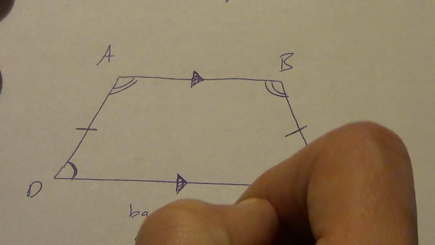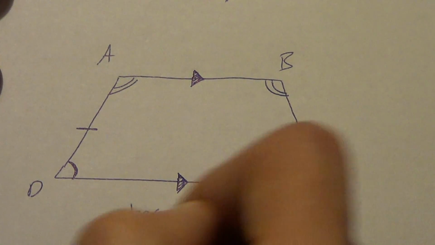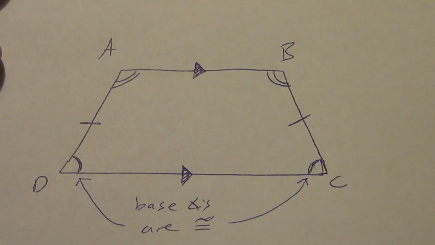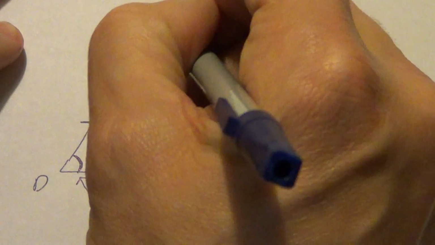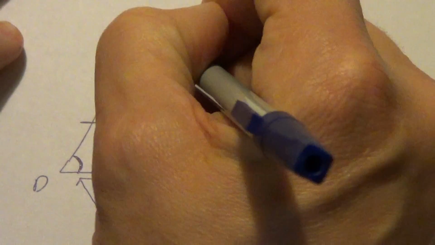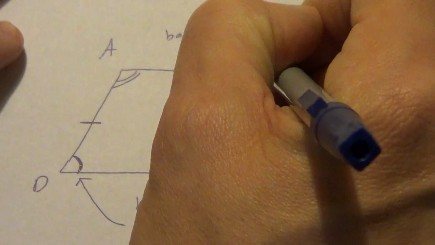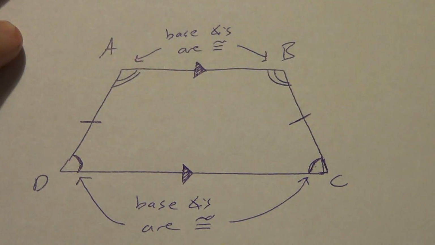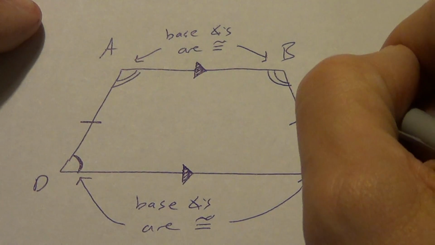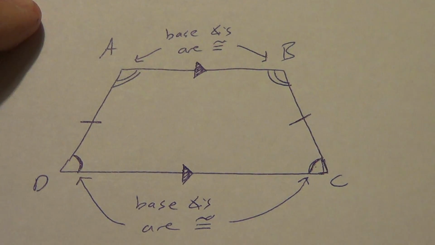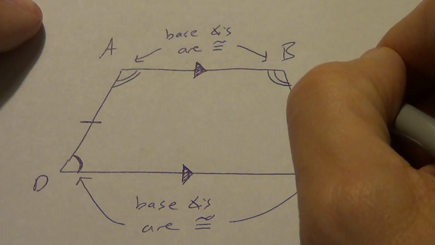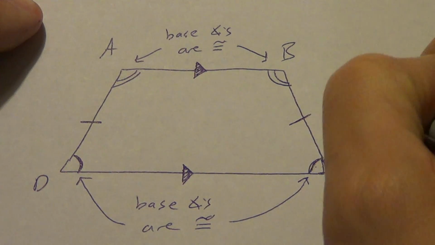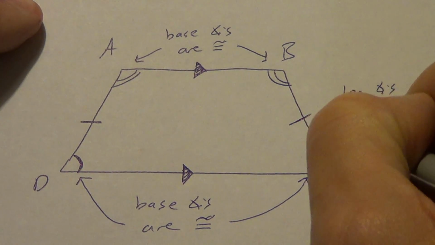Are congruent. And that's here and here. Okay? Also up here, base angles are congruent. Here and here. Okay? Well, what about over here? If you want to call them the leg angles, that's fine. They don't really technically have a name, but I'll call them the leg angles. And they are supplementary.